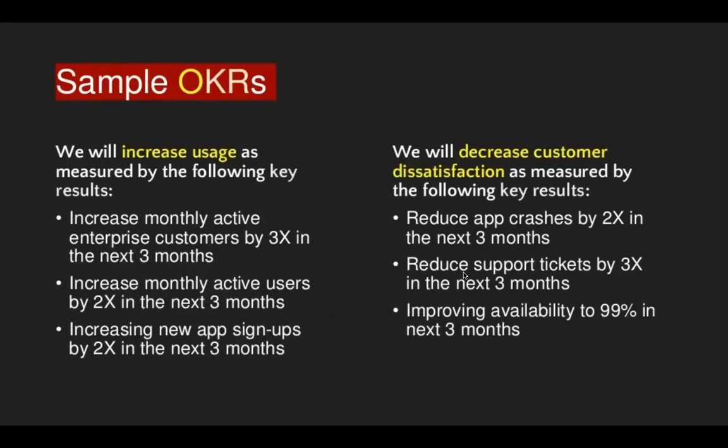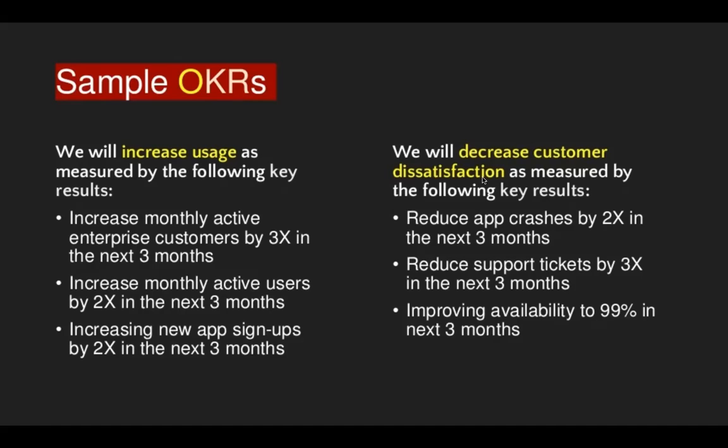So these are examples of OKRs. I want to rush through some of these quickly because of time. We can set up an objective that we will increase usage as measured by the following key results. So let's say for any product, we want to increase our monthly active enterprise customers by 3x in the next 3 months. Or we want to increase monthly active users by 2x in the next 3 months. We want to increase app signups by 2x in the next 3 months, right?